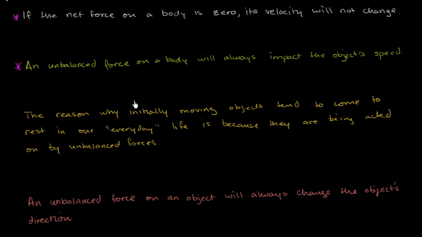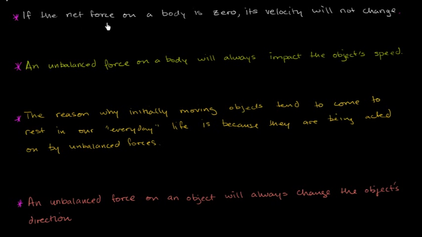Also an interesting statement. Statement number 3, the reason why initially moving objects tend to come to rest in our everyday life is because they are being acted on by unbalanced forces. And statement 4, an unbalanced force on an object will always change the object's direction. So I'll let you think about that. So let's think about these statement by statement.